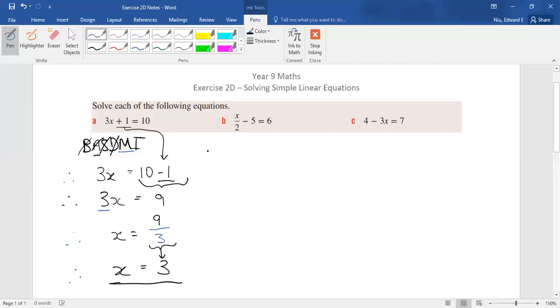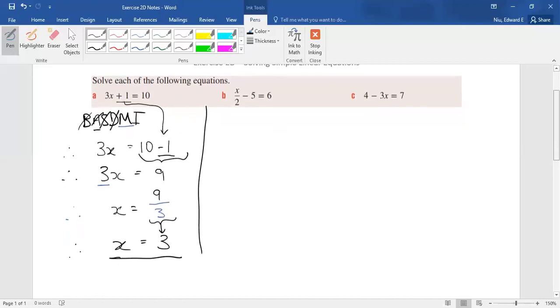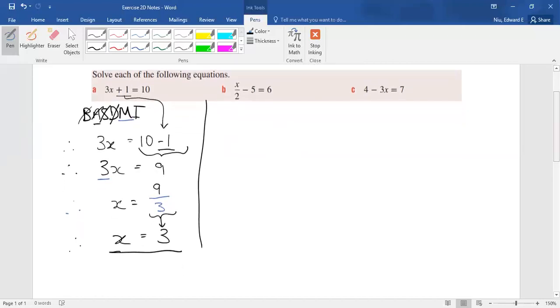All right, so let's rule that off and move on to the next part. So we rewrite our acronym BASDMI.